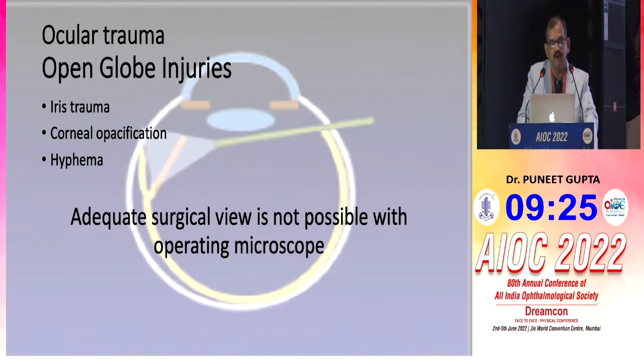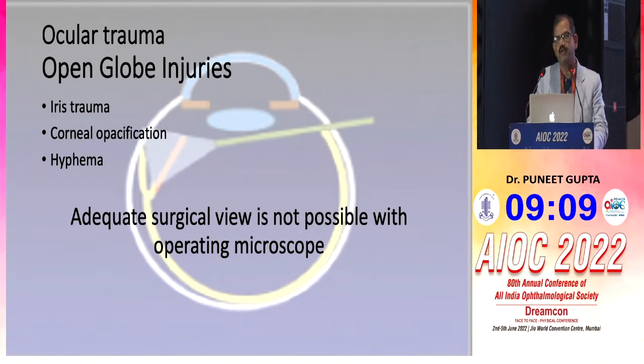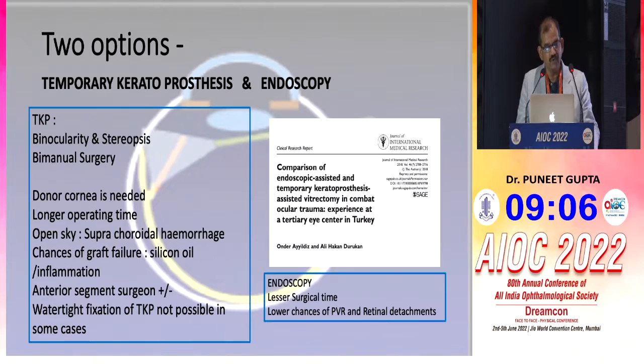Iris trauma, corneal opacification, and bleeding in the anterior chamber can restrict or obstruct the view of the intraocular structures in ocular trauma patients. Adequate surgical view is not possible with the conventional way we operate with an operating microscope. So we need something to bypass these obstructions, these opacities, to make our surgery work. There are two options we have. First, temporary keratoprosthesis, and the second is endoscopy.